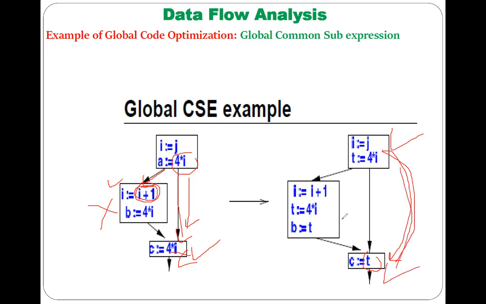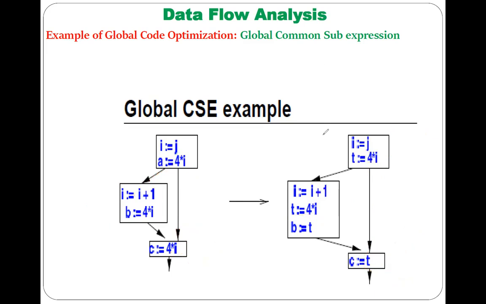Understood? Okay, so this 4 into I is an available expression for this block, but it is not an available expression for this block. Because the reason is what? For this block, the I value is getting changed, but here you are directly getting the control from this block to this block directly. That is the reason this I value, this 4 into I, and in that the I value remains the same. But here in this block, until the program control reaches this point, this I value gets changed. Understood? So that is the reason you can do the optimization between these two blocks. Okay. So that is the global common sub expression.